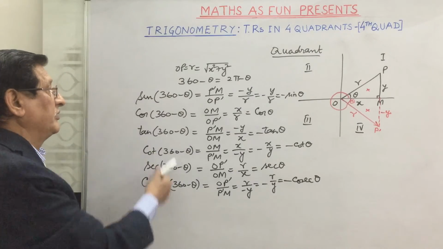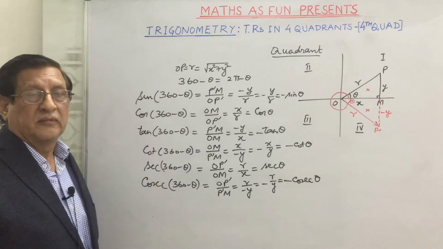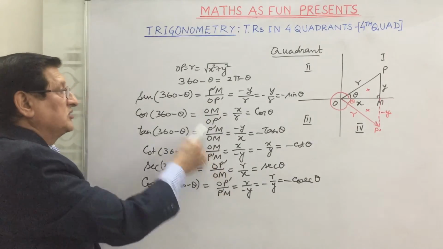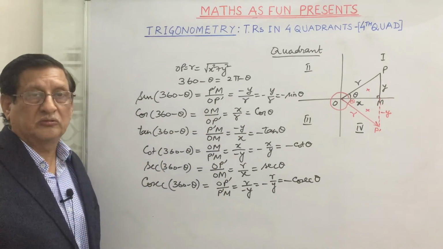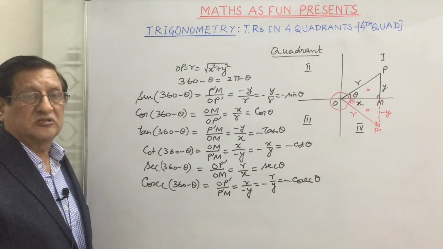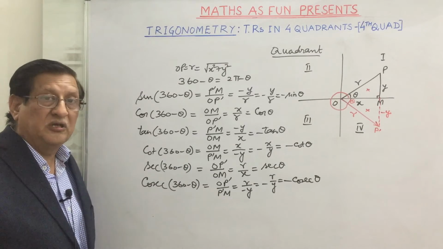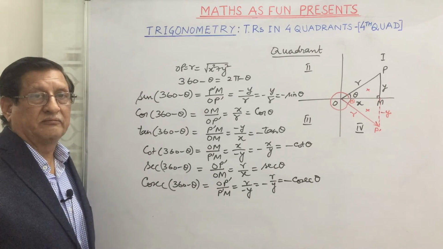So what we are finding in case of 360 minus theta or 2 pi minus theta, only the sign is changing, trigonometrical ratios do not change. So sign we have to remember according to ASTC rule, and then we can find all these trigonometric ratios. Easily we can remember them as a formula.